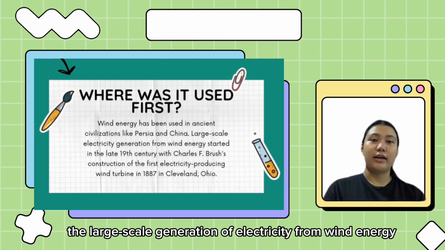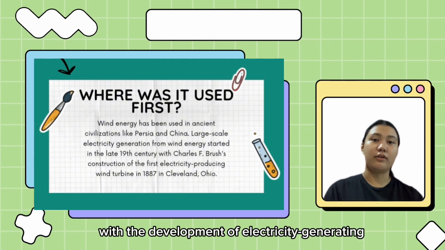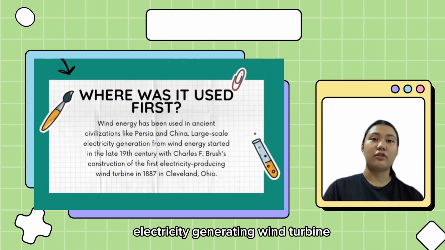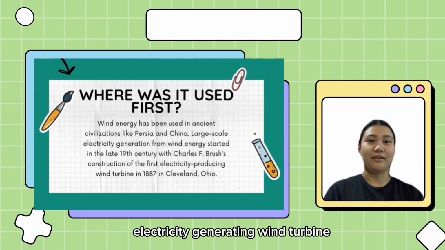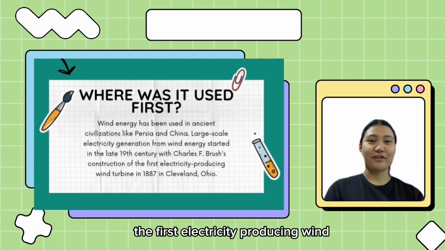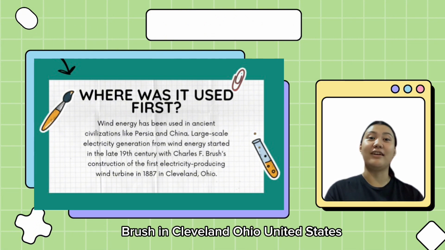The large scale generation of electricity from wind energy began in the late 19th century with the development of the electricity generating wind turbine. The first electricity producing wind turbine was built in 1887 by Charles F. Brush in Cleveland, Ohio, United States.